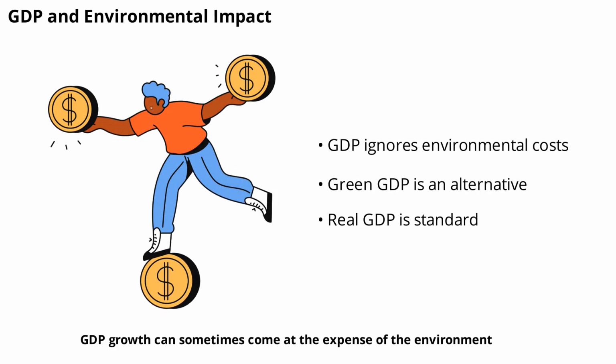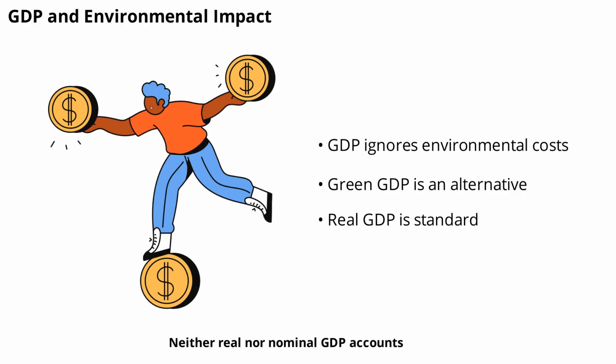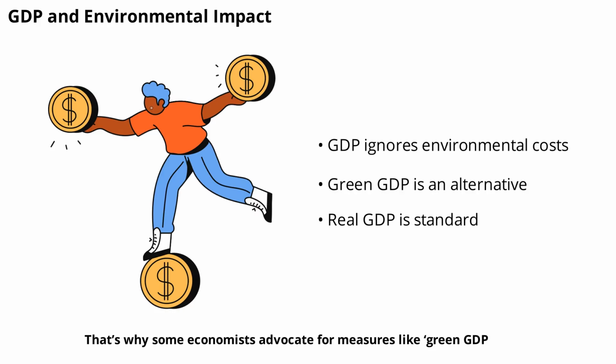GDP growth can sometimes come at the expense of the environment. Neither real nor nominal GDP accounts for environmental degradation or resource depletion. That's why some economists advocate for measures like green GDP, which adjusts for environmental costs. Still, real GDP remains the standard for measuring economic output.